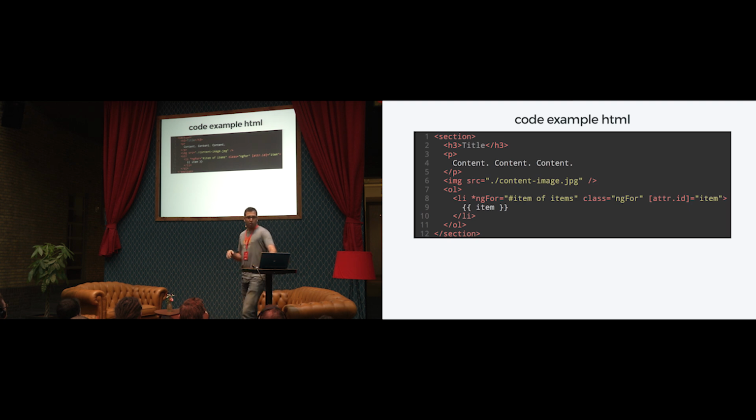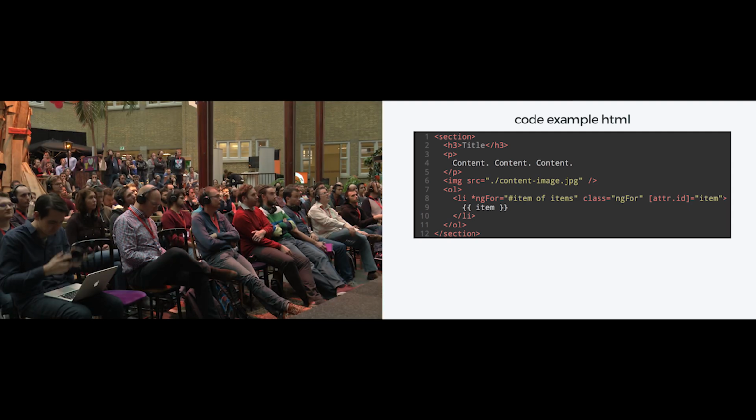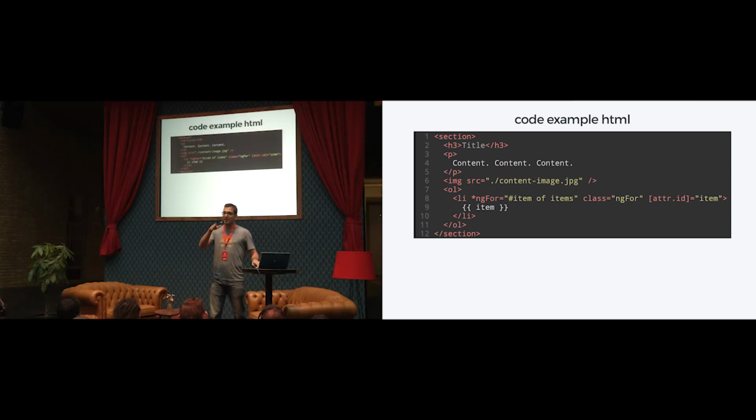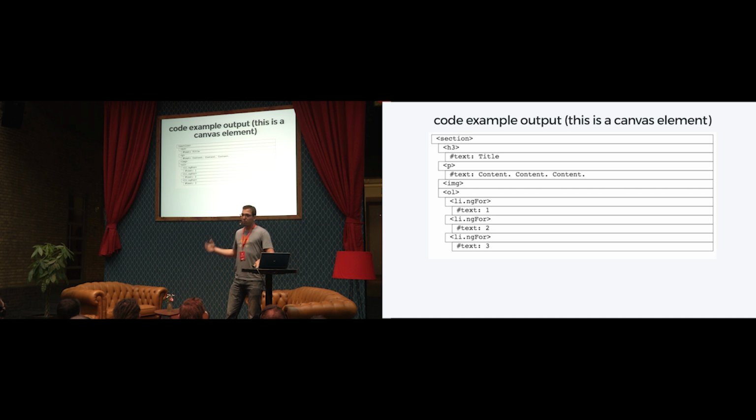So the HTML looks pretty much exactly the same. You have your ngFor, you iterate over the list. And in the end, this is the output. By changing the HTML and using this custom renderer, in this case our canvas renderer, we just generate this.